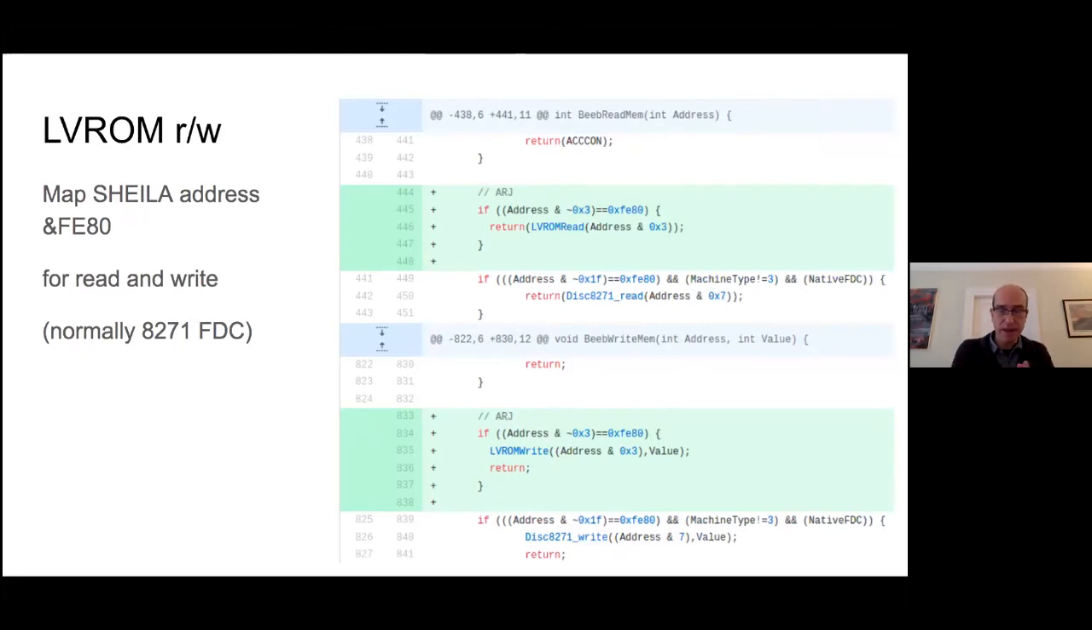Now, in terms of the mapping of the space in BeebEm's code, it basically sits in the same place as the 8271 FDC, and then you just tell it to go and read the stuff off the disk. It was, again, quite straightforward. But looking at the way that was booting up, it didn't get very far.